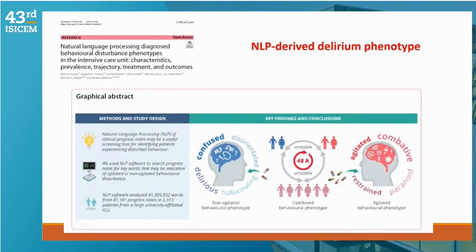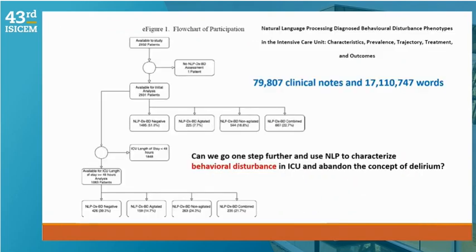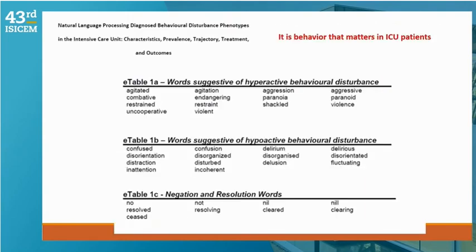Then we've taken this a little bit further to see if we can identify delirium subphenotypes. And of course, you can look at clinical notes and the words that people use to identify whether people have got hyperactive delirium, whether they've got hypoactive delirium, or whether they have a combination of both. Well, how do you separate hyperactive from hypoactive? Well, you use words that intuitively mean that somebody's hyperactive, like agitated, combative, restrained, uncooperative. You ask clinicians to separate these populations. They tell you what words they would use to identify one or the other.